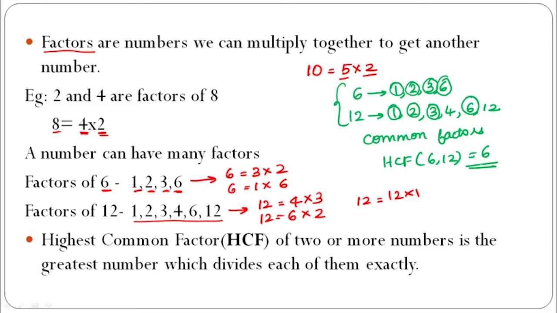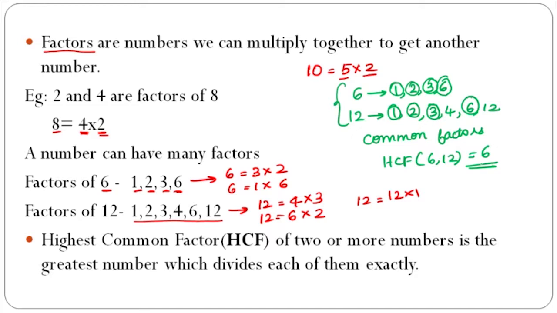Sometimes they will give you 3 numbers and you will have to find the HCF of the 3 numbers. In that case, what will you do? You will just write down the factors of the 3 numbers, identify which are the common factors, and find the highest common factor. This method of finding the HCF is time consuming, because for each number you will have to write down the factors. Here the numbers are very small, 6 and 12, so you are able to find the factors easily.